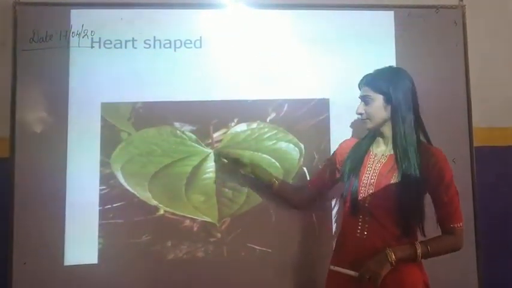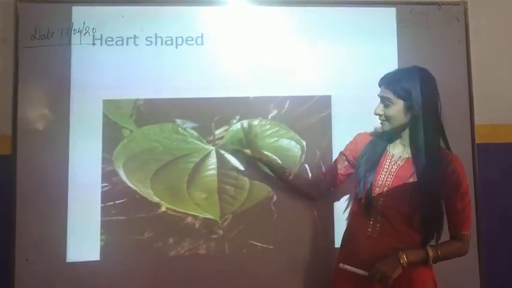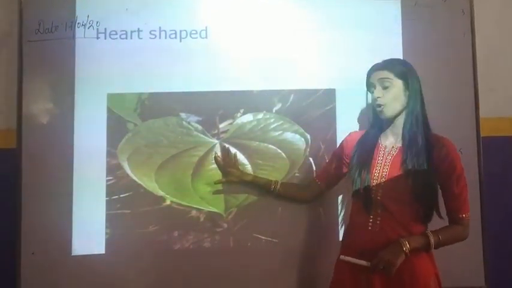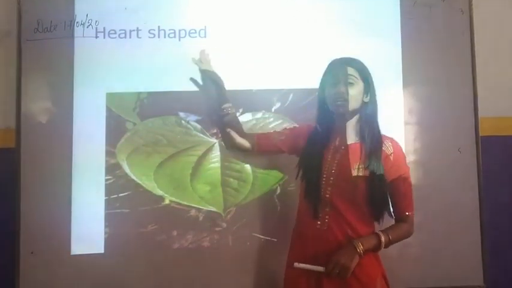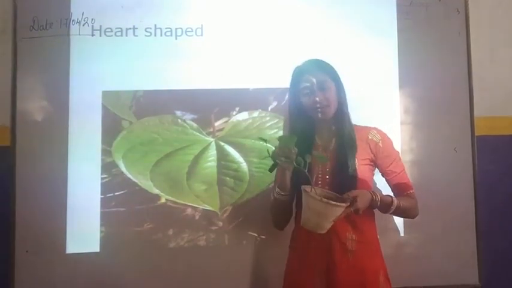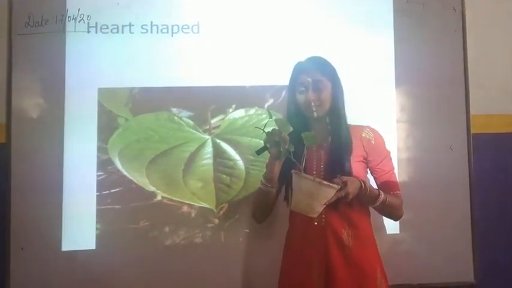So see this example. This leaf looks like a heart. So this type of leaf is known as a heart-shaped leaf. See, this is a leaf of a money plant. It's also the same as a heart-shaped leaf.